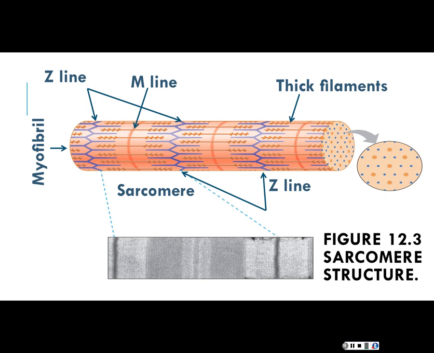The thin filaments are the purple extensions off of the Z line. So the thin filaments are attached to the Z line. The Z line is the point of attachment for our thin filaments.